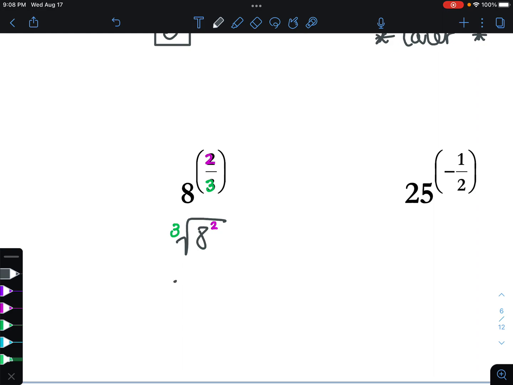So here we have some options. We can simplify what's inside. So 8 squared is 64. And then from there, the cube root of 64 is 4. Knowing your perfect cubes and those numbers we reviewed before makes it a lot easier.